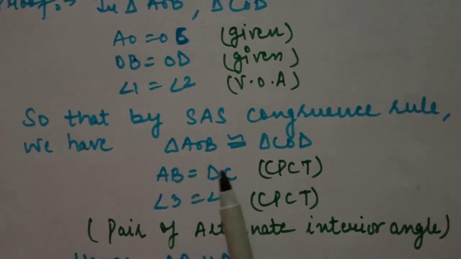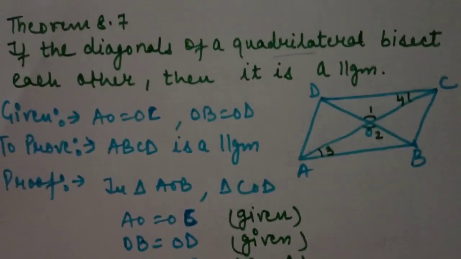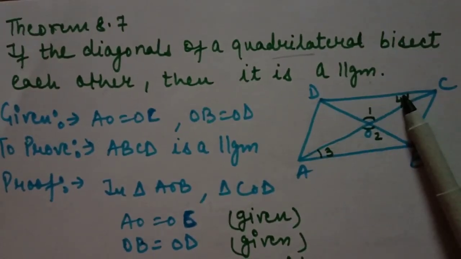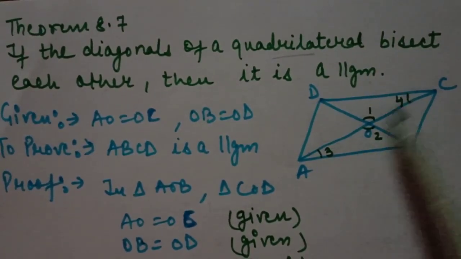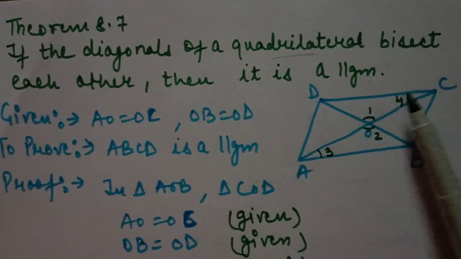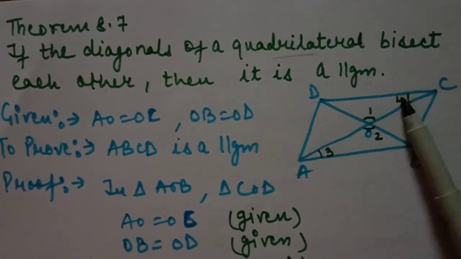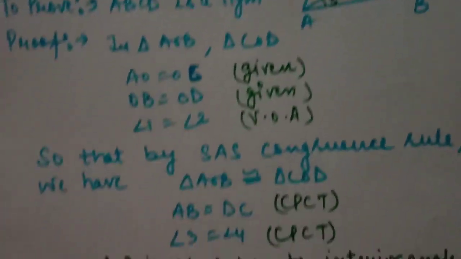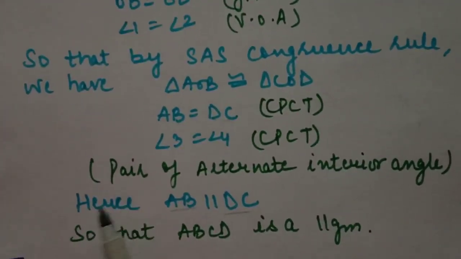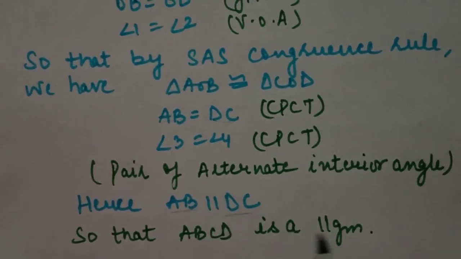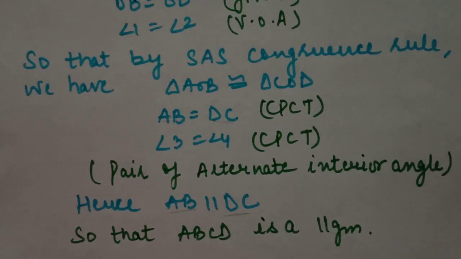If these two sides are equal to each other, and angle 3 and angle 4 are also equal to each other by CPCT, then definitely they are a pair of alternate interior angles. If they are a pair of alternate interior angles, then definitely the lines are parallel. Hence, line AB and DC are parallel to each other, so that ABCD is a parallelogram. So theorem 8.6 and 8.7 are done. I explained again.